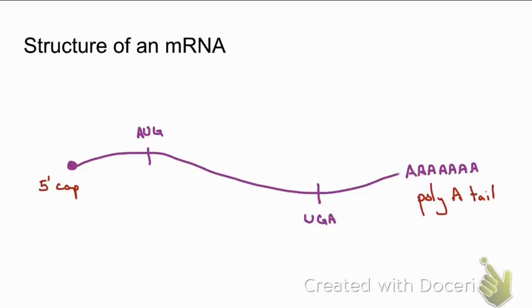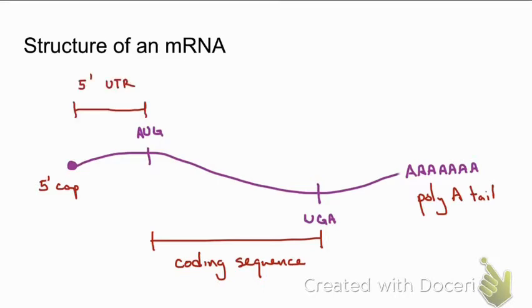Between the AUG, which represents our start codon, and the UGA, which represents our stop codon, we have what's known as the coding sequence. This is the region of the mRNA that codes for a protein. Between the 5' cap and the AUG, we have what we call the 5' untranslated region, or the 5' UTR, and we can sometimes find regulatory elements within this region. The focus for microRNAs and siRNAs is going to be this region here, which is known as the 3' untranslated region, or 3' UTR, which occurs between the stop codon and the poly A tail.